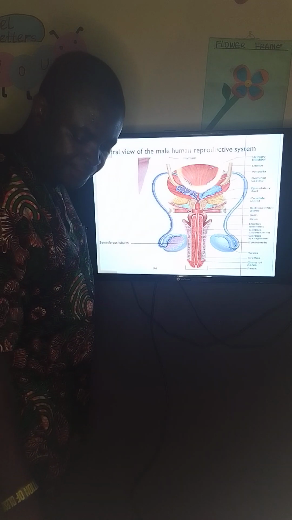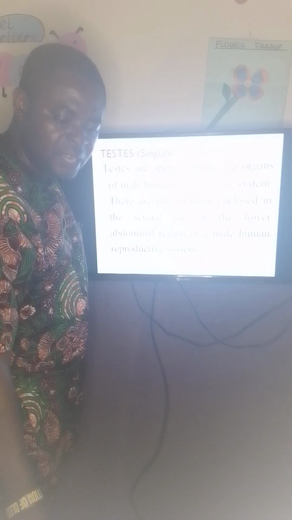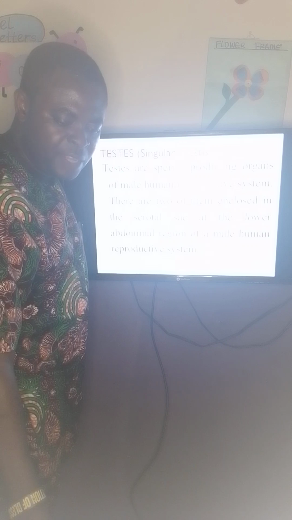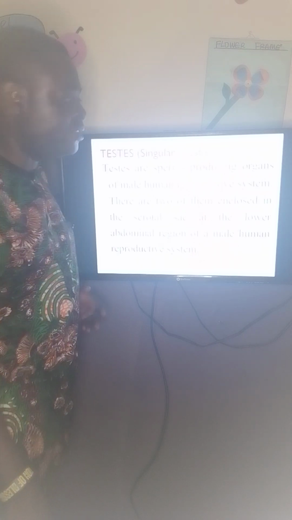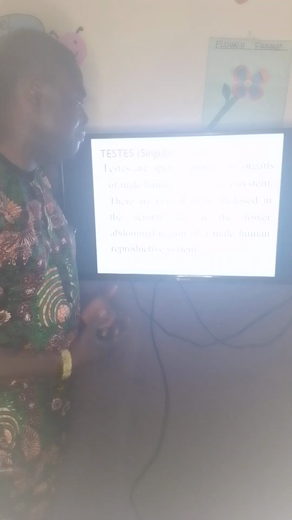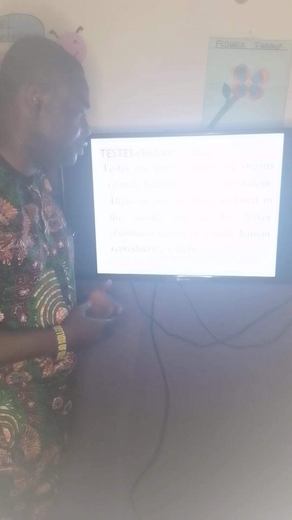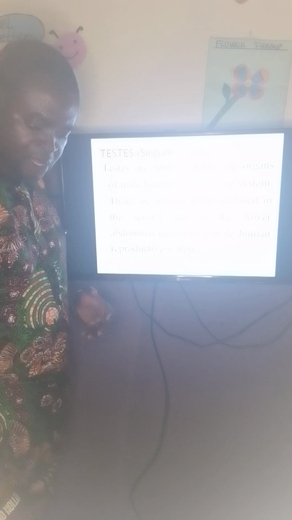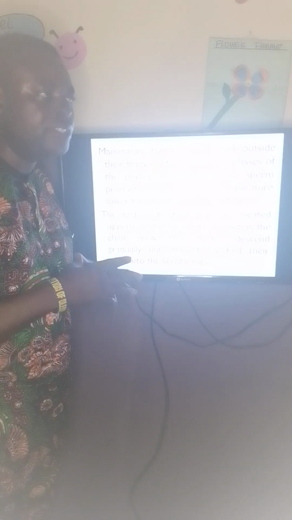Now, let's go back to what we are talking about here. We have explained all this, and we have said that the testes are sperm-producing organs of the male reproductive system of human beings, and there are 2 of them, and they are enclosed in the scrotal sac at the lower abdominal region of the male reproductive system. And I've also told you here that mammalian testes are located outside their body.